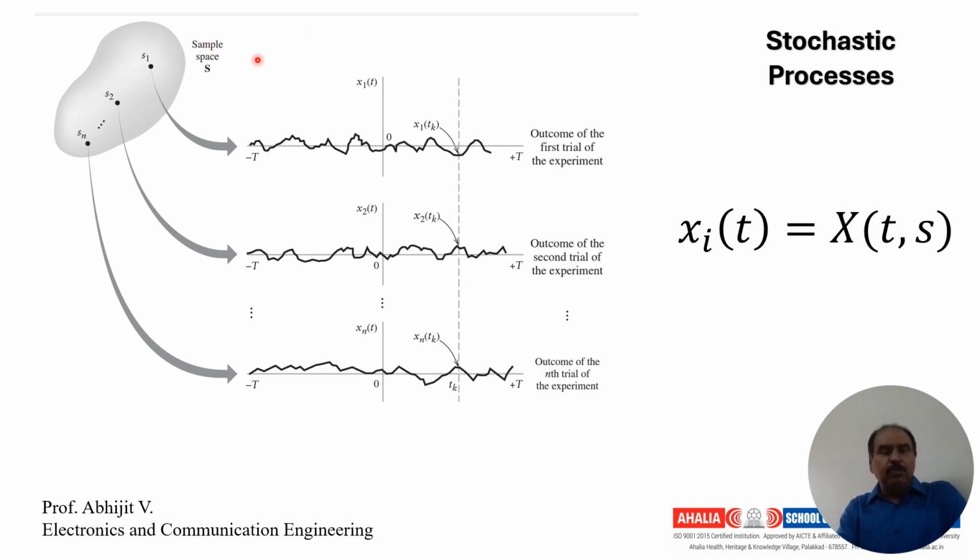So this is the sample space S, and we are considering different trials S1, S2 up to Sn, and the outcome of the experiments is given as a stochastic process, and it can be defined as X(t) equal to a random variable X. You know that a stochastic process will always have one variable as time and the other one as signal.